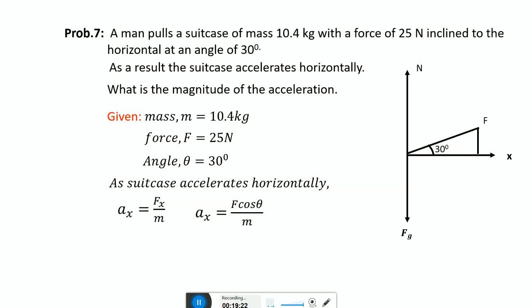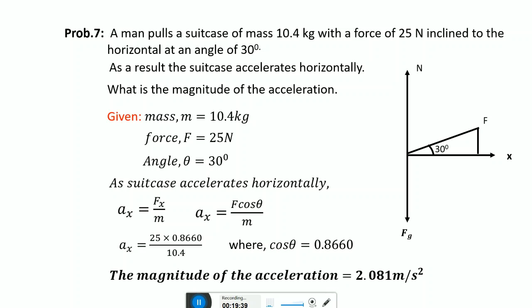We know value of F, theta and m. Substitute here, we get ax is equal to 25 into 0.8660, this is value of cos 30, by 10.4. By calculating this, we get acceleration in x direction is 2.081 meter per second square.